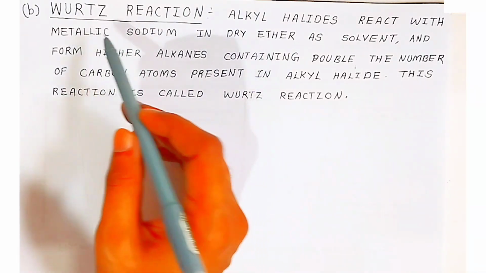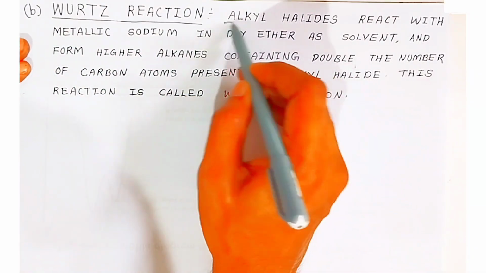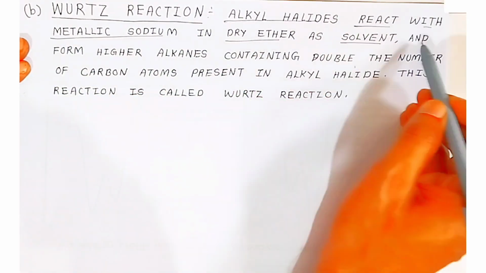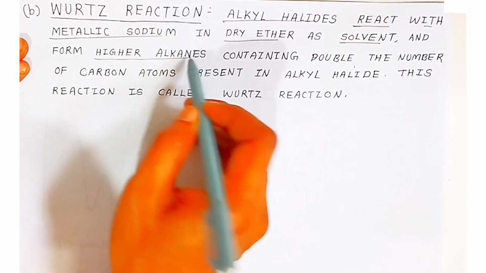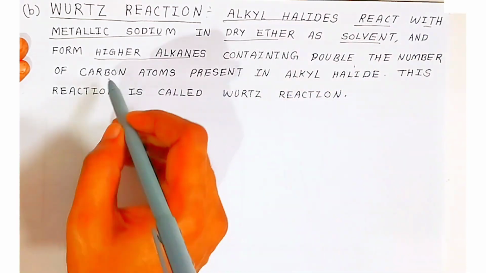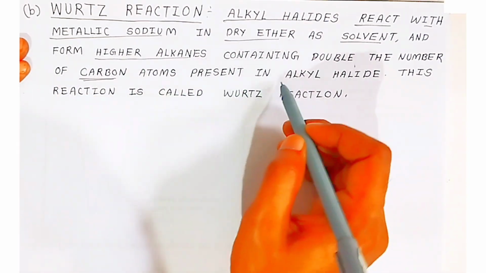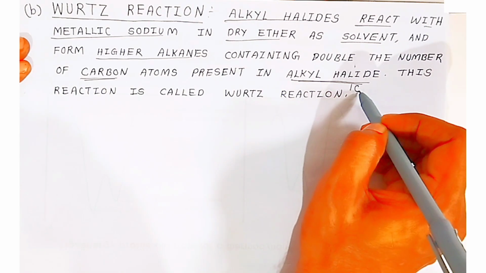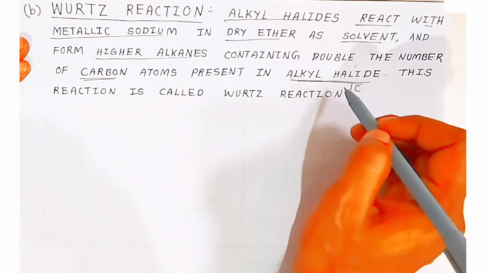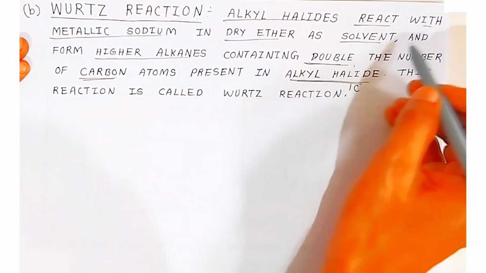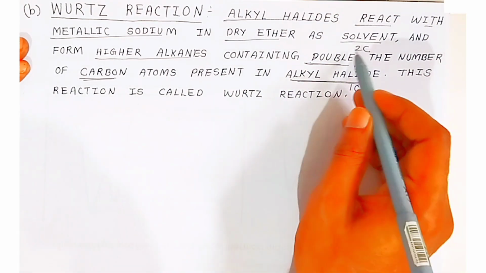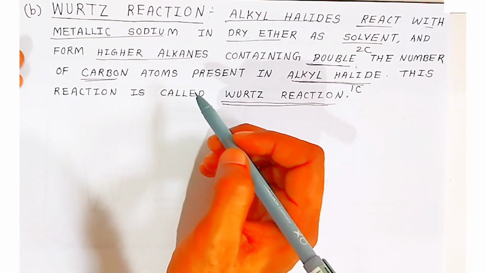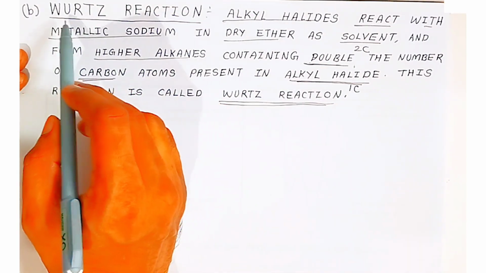Second reaction, students, which we are going to see, is the Wurtz reaction. When alkyl halide reacts with metallic sodium in dry ether as a solvent, it forms higher alkanes containing double the number of carbon atoms present in the alkyl halide. Whatever alkyl halide, if suppose the alkyl halide contains 1 carbon, the hydrocarbon which is formed will contain twice the number of carbon atoms. It will contain 2 in number. This reaction is called the Wurtz reaction. So higher hydrocarbons you can prepare. That is why this scientist's name is very famous, students.